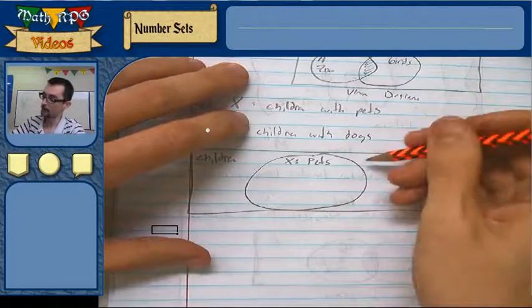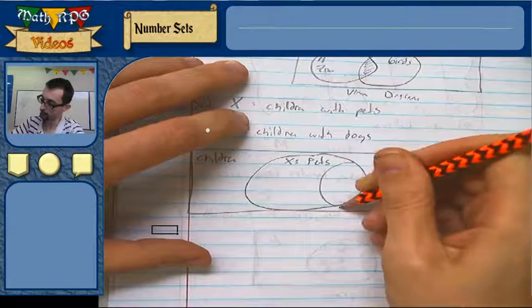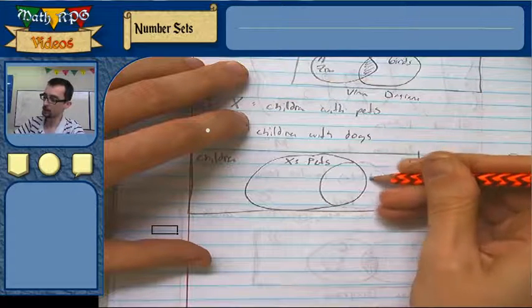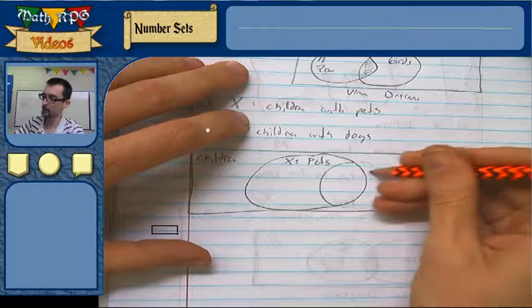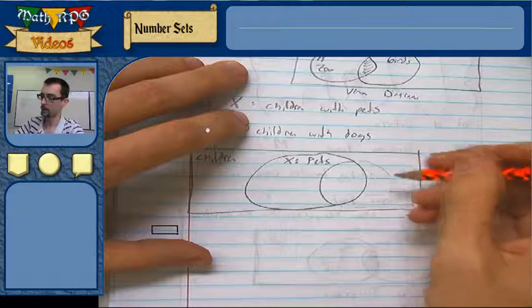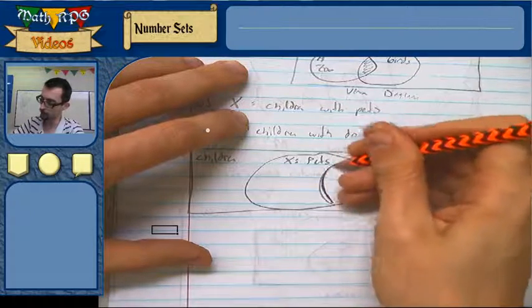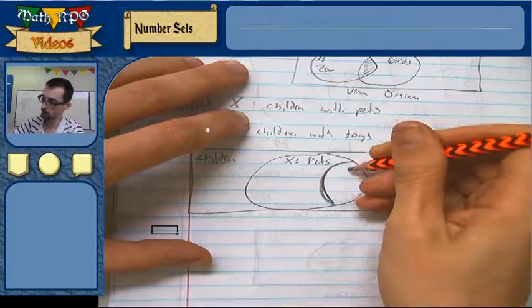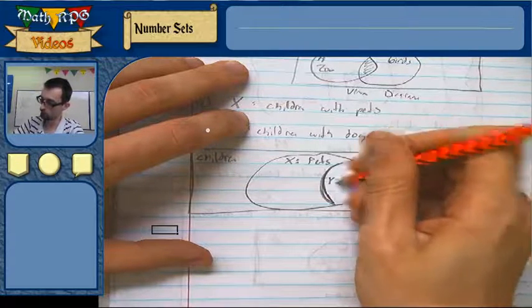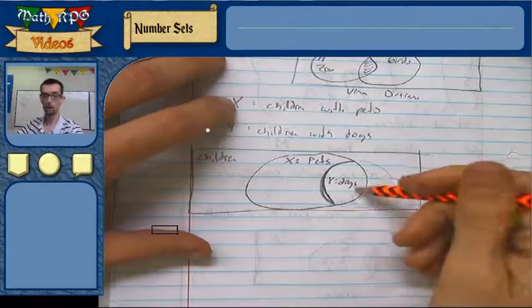So I'm not going to draw it overlapping. Imagine if I drew it overlapping like this, right? If I drew that part over here, these kids over here would be people with dogs but without pets. They don't exist. There's nobody with a dog that doesn't have a pet, right? If you have a dog, you have a pet. So really, it doesn't overlap. It just becomes part of it. Okay, so this would be the children with dogs. Okay, so Venn diagrams, they don't always overlap.